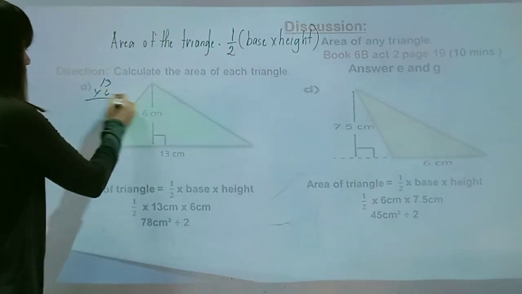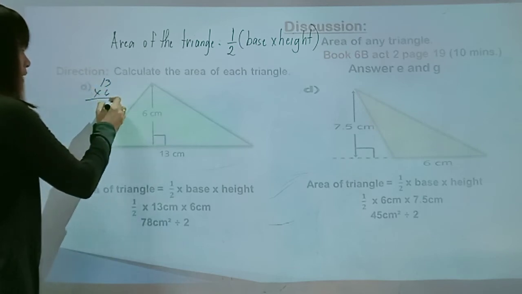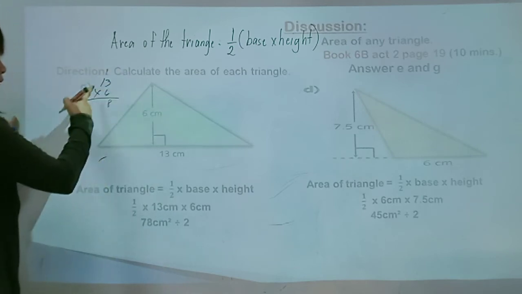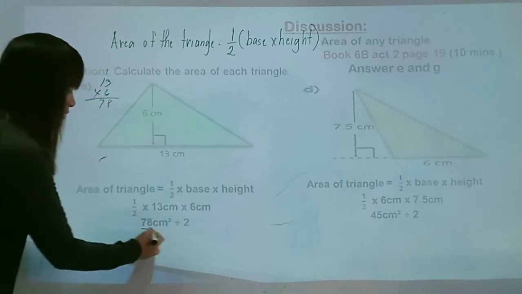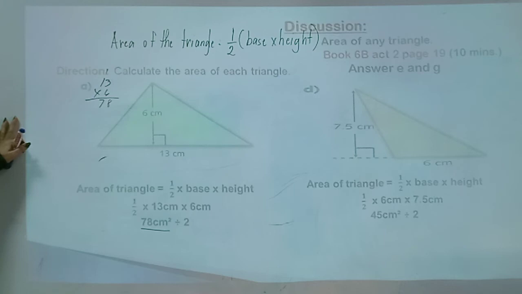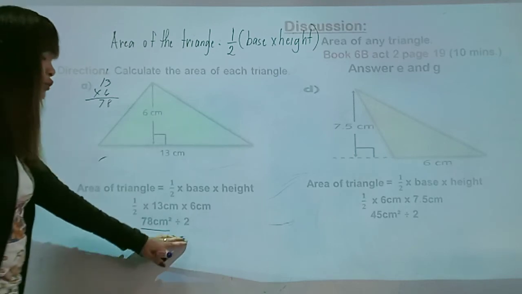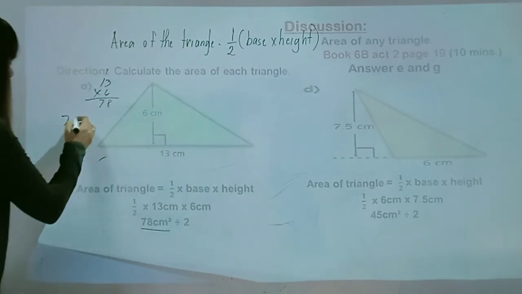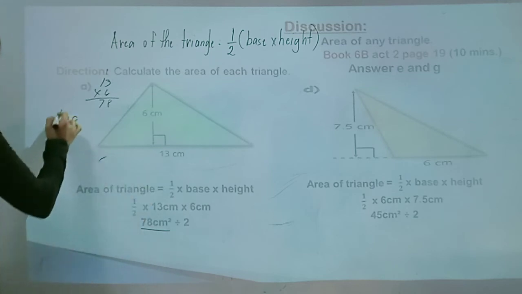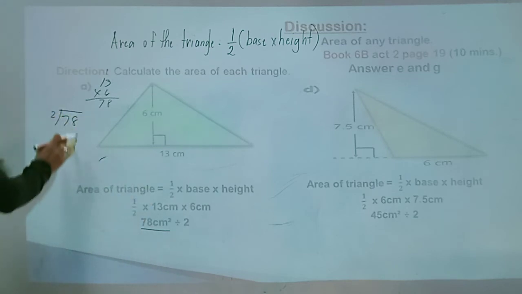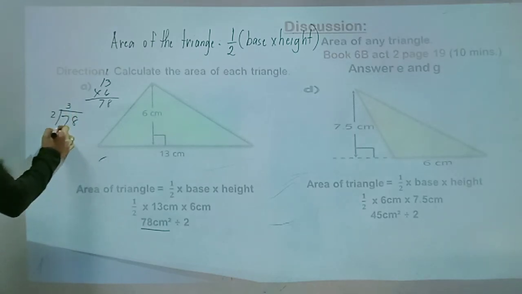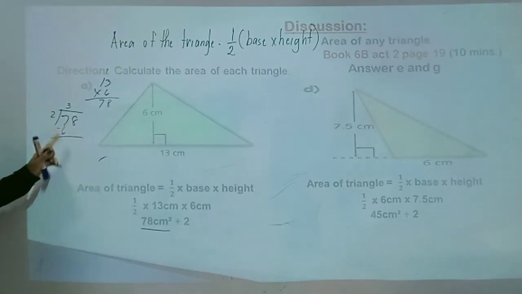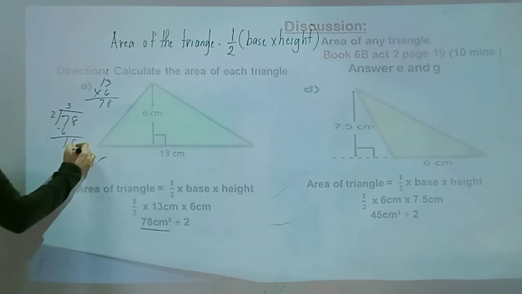13 times 6. 3 times 6 is 18, carry 1. 1 times 6 is 6 plus 1 is 7, so 78. Therefore, class, this is 78 centimeter square. We need to divide it by 2 to find the area of the triangle. 78 divided by 2. So 7 divided by 2 is equal to 3. 3 times 2 is equal to 6. 7 minus 6 is equal to 1. Bring down 8.